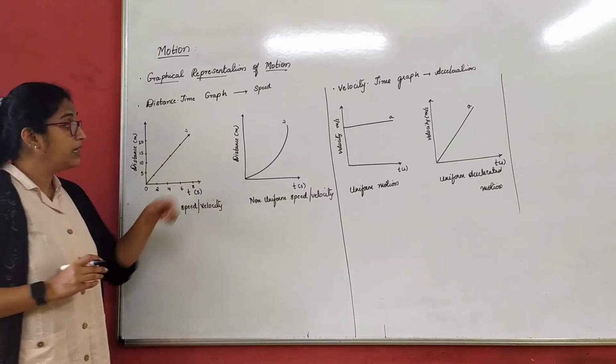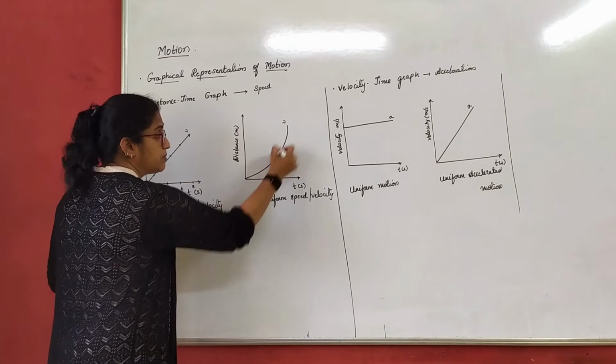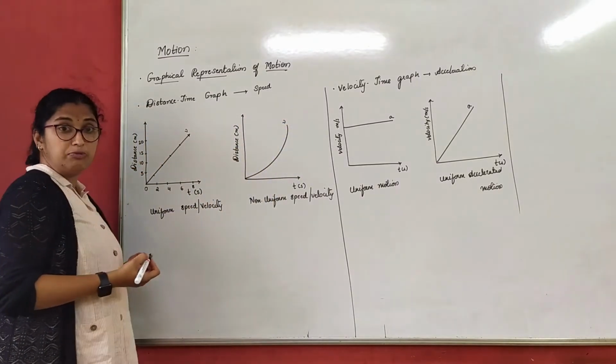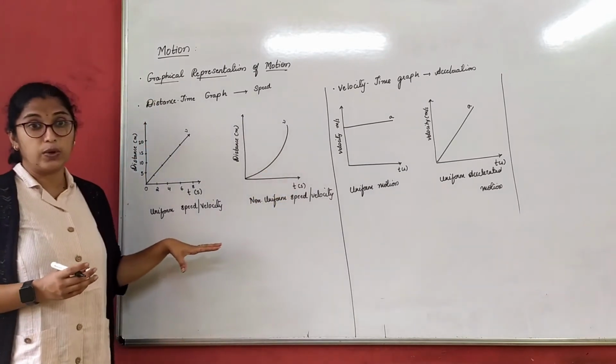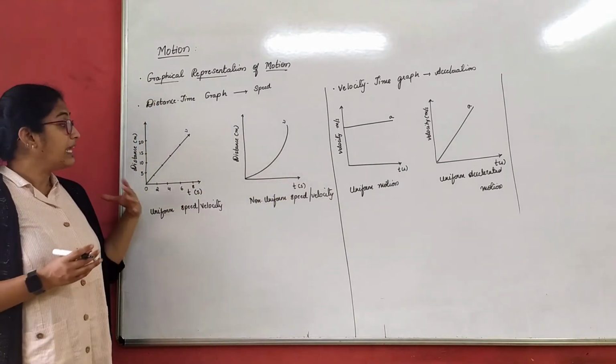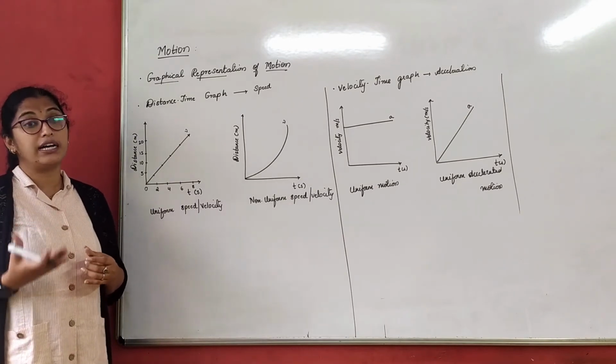Point number 1, look at this point here. Same thing, if I consider the body moving in a curved path, that means either the distance is unequal or the time is unequal here. So that is the thing.